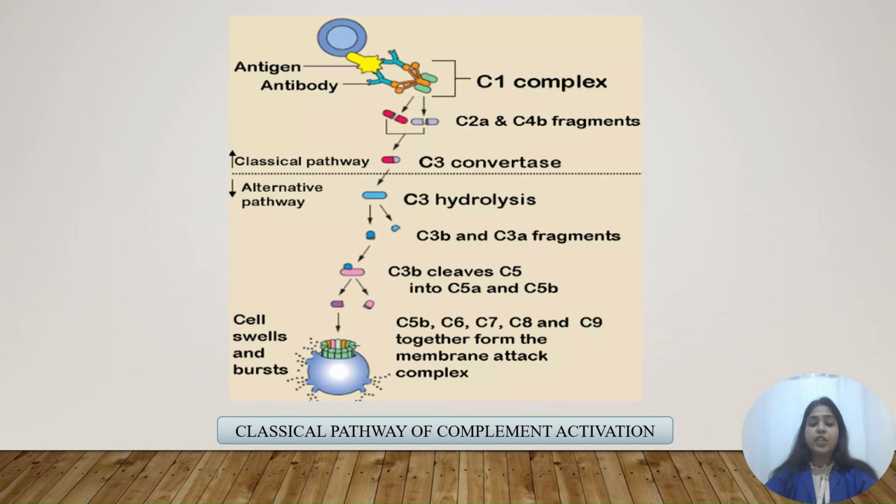From C5b to C9, they will together form the MAC. MAC stands for the membrane attack complex that will punch a hole in the cell membrane. Therefore, the fluid will rush in, the cell will swell and eventually burst. This is how cell lysis takes place with the help of complement proteins.